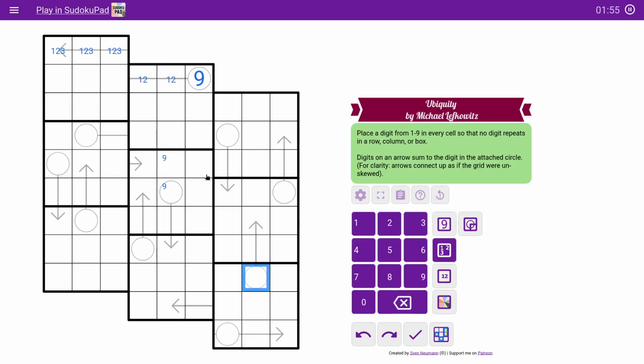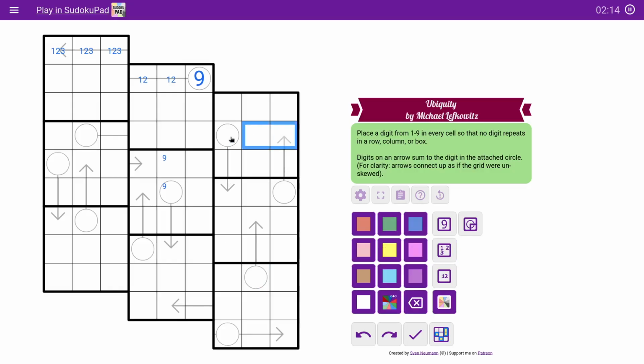Huh. No digit repeats in a row, column, or box. Digits on an arrow sum to the digit in the attached circle. What am I missing? Is there going to be some sort of ribbon thing where those 3 digits are the same as... does it even work?